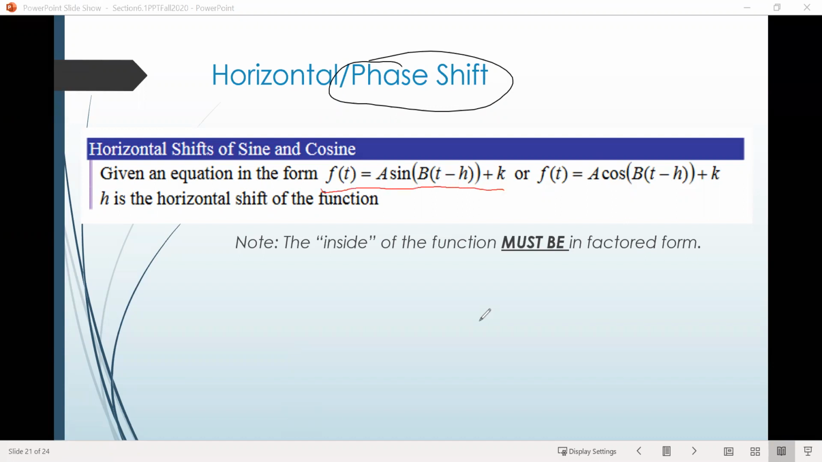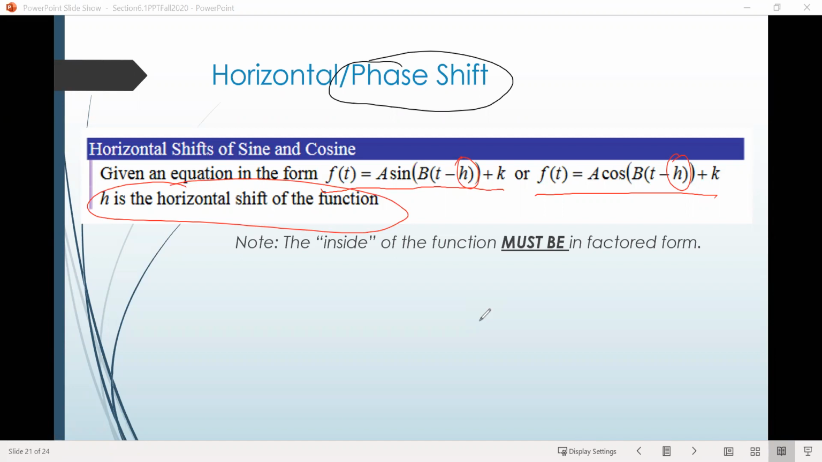This changes our general equations for sine and cosine functions just a little bit. If there's been a phase shift, meaning a shift to the left or the right, this is what our forms will be: f(t) = a sin(b(t - h)) + k, or f(t) = a cos(b(t - h)) + k. In this case, the value of h tells us how much we've been horizontally shifted.